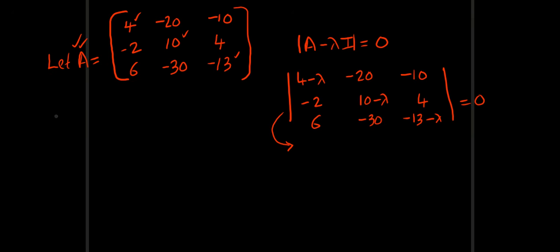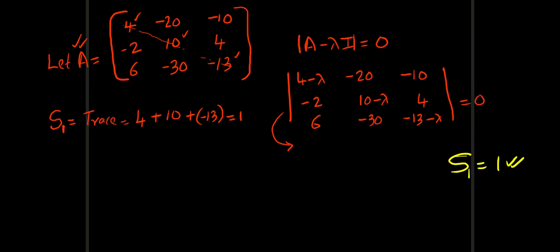Now this shortcut will work properly only if you have a calculator. So the first thing to do, we'll find something called S1. S1 means the trace of the determinant or the trace of the matrix. Trace simply means the sum of all the leading diagonal elements. So that will be 4 plus 10 plus minus 13, and that will be 14 minus 13, that is equal to 1. So I will note it somewhere here. S1 is equal to 1.